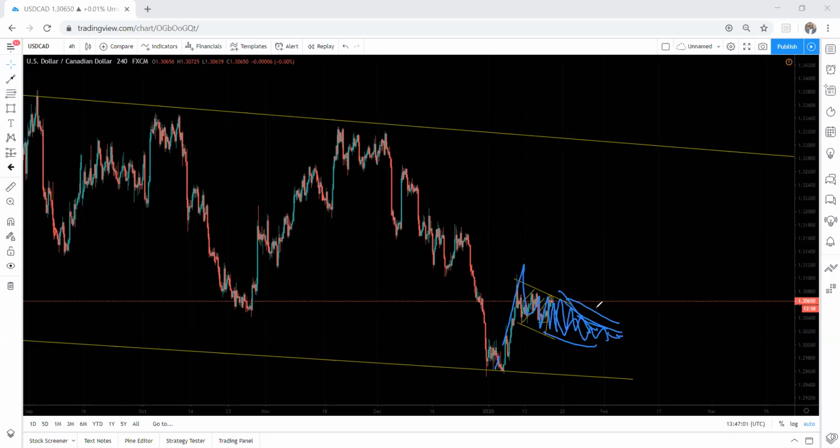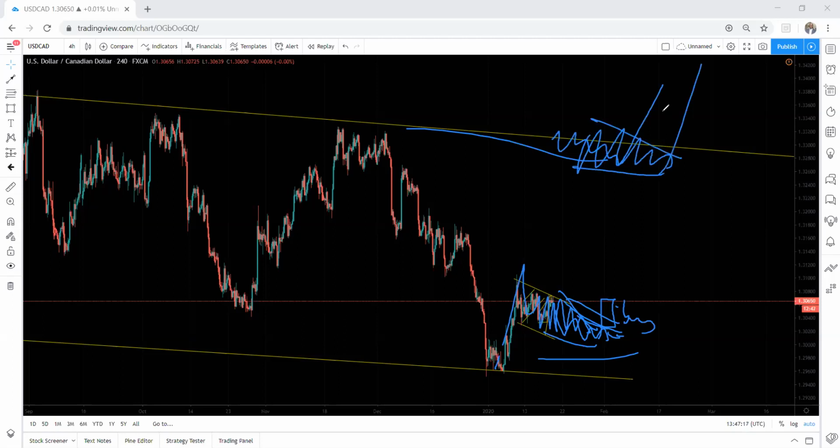When it breaks out to the upside, put your stop loss below the flag, 10 pips below the flag, and buy. Target the previous high. And anticipate that there will be a breakout of this trend line. If it begins to correct here, then we know that it will break out to the upside.